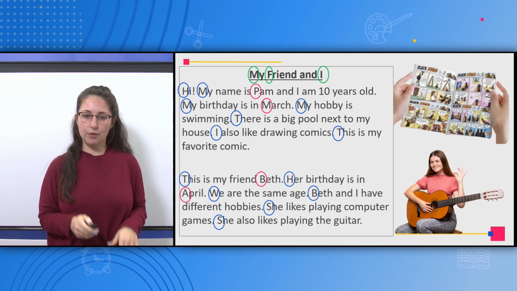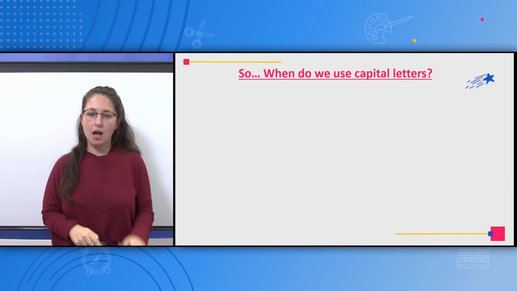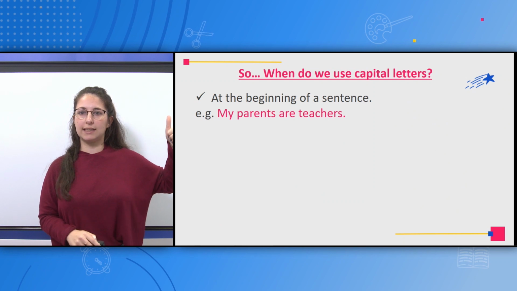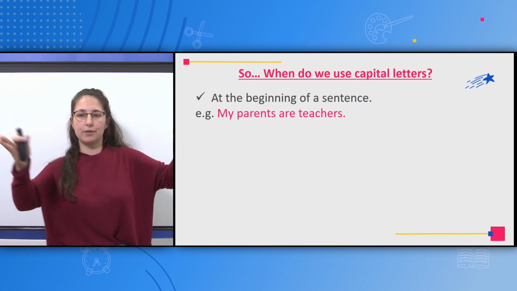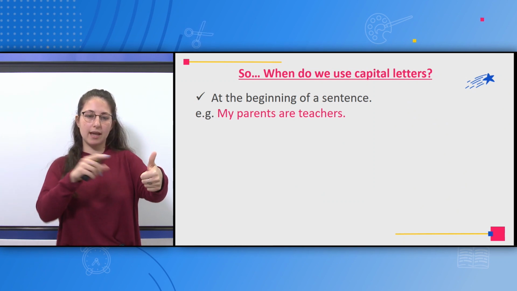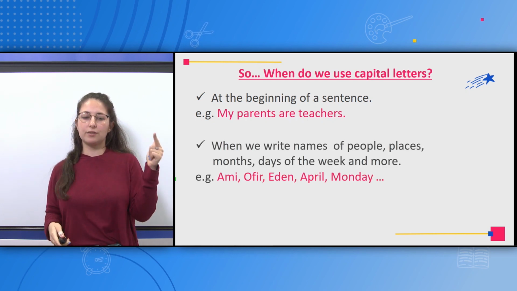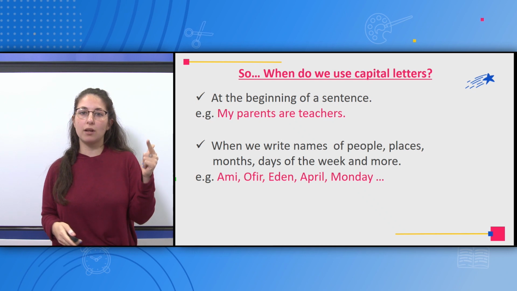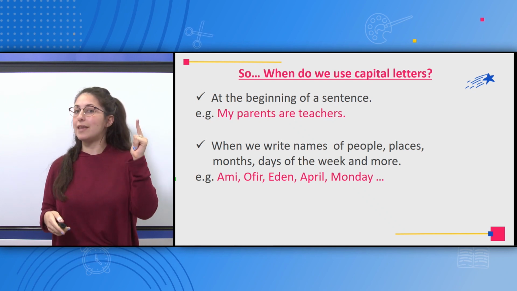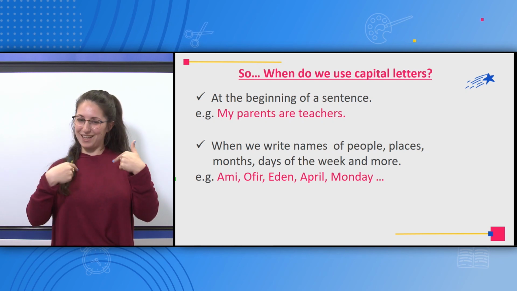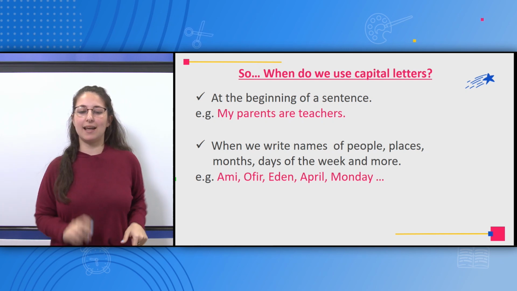So let's see, what did we learn now? When do we use capital letters? At the beginning of a sentence, like my parents are teachers. Do you see that the M is big? We have capital letters when we write names of people, places, month, days of the week, and more. Like Ami, it's a name. Ophir, it's a name. Eden, it's a name.